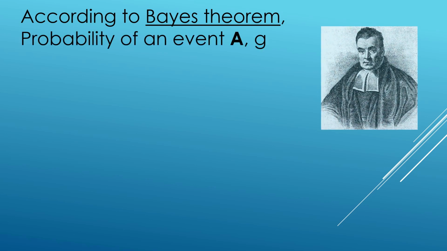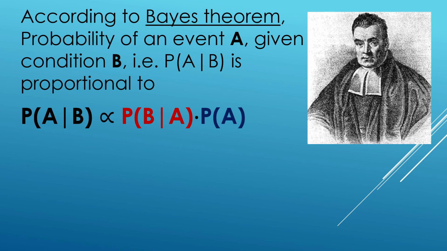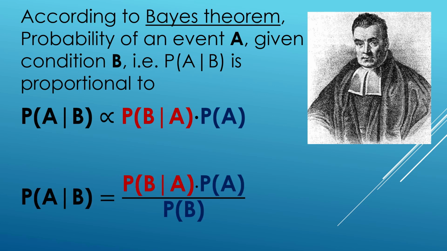Now according to the Bayes theorem, the probability of an event A given condition B, that is P(A|B), is proportional to P(B|A) multiplied by the probability of A. This can also be written as P(B|A) multiplied by P(A) divided by P(B). So it becomes a probability. So what are these terms here?